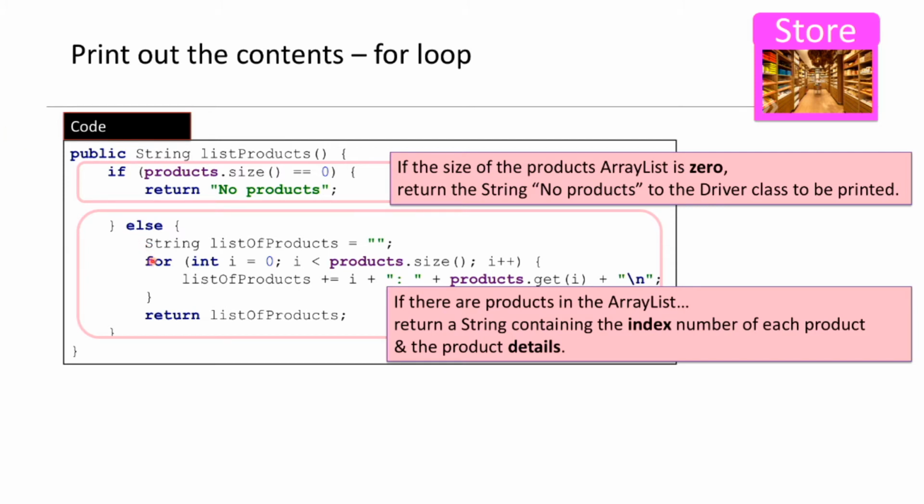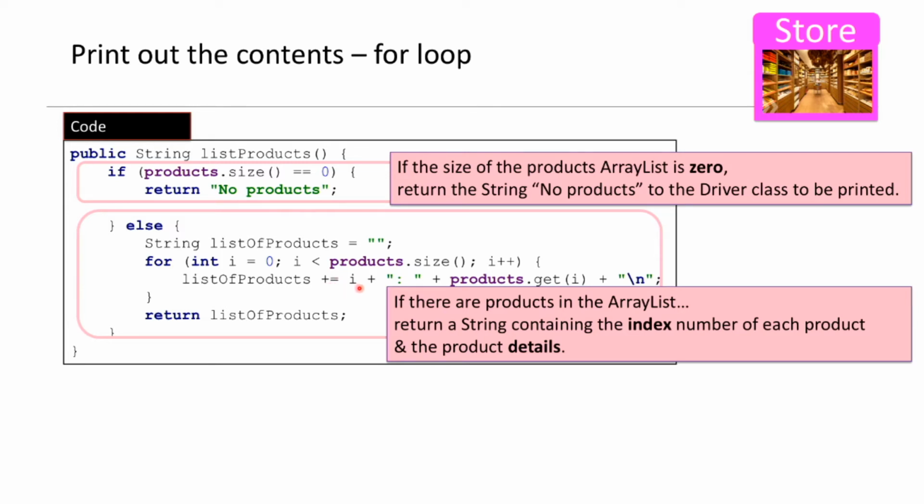So we have for int I is assigned a value 0. Keep going while I is less than products.size, incrementing I by 1 every time. So we're going to visit every element in our products array list. And we're building up a string each time. So we're saying list of products, which is a string, plus equals means it gets the value that it currently has plus whatever comes on the right hand side of this operator.